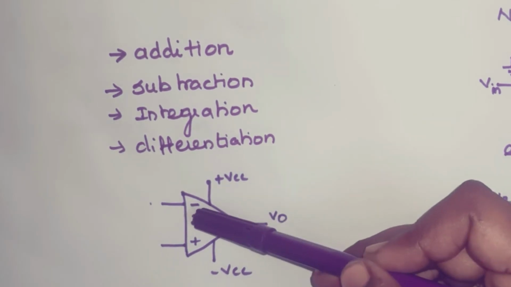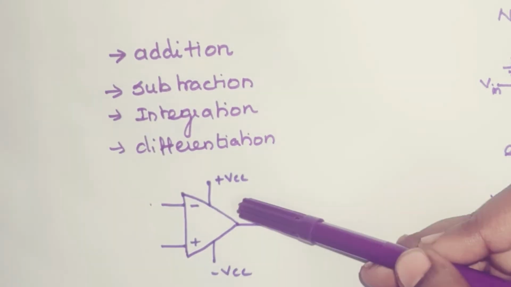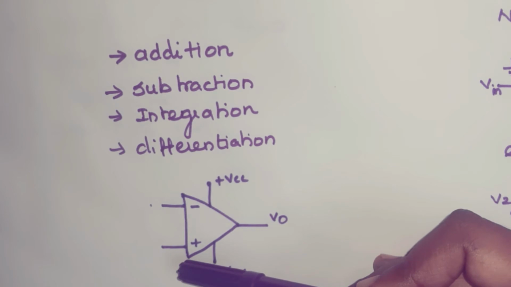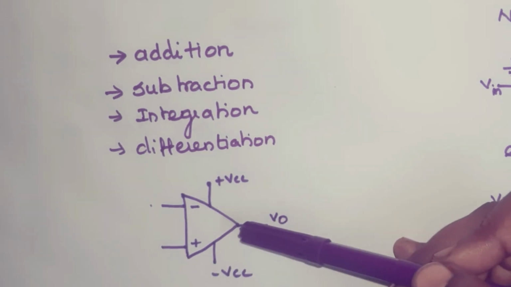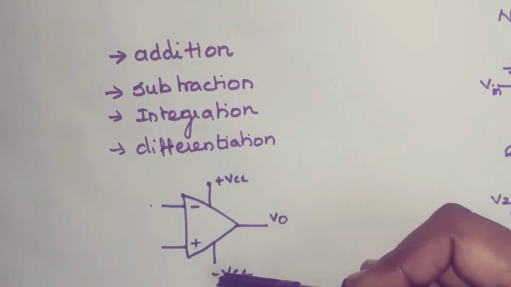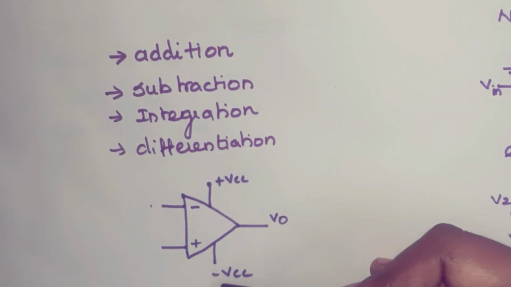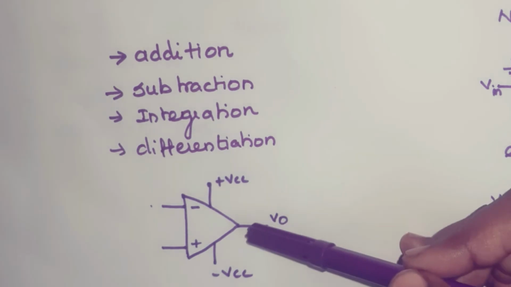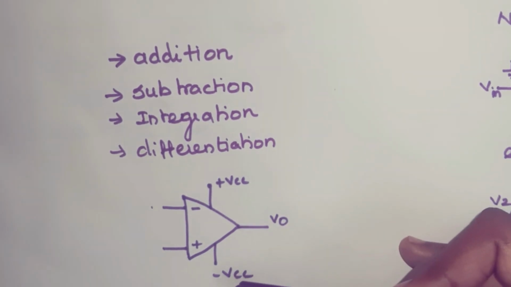The negative sign indicates the inverting terminal of your operational amplifier, and this positive sign indicates the non-inverting terminal of your operational amplifier. There are two supply voltages, plus VCC and minus VCC, and this one is the output. So it is the symbol of the operational amplifier.